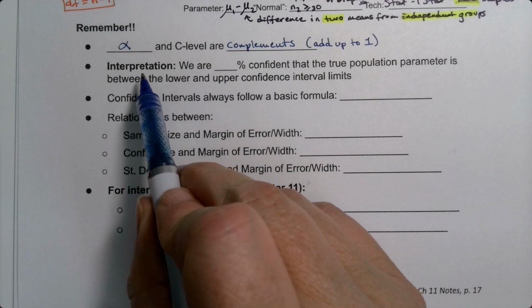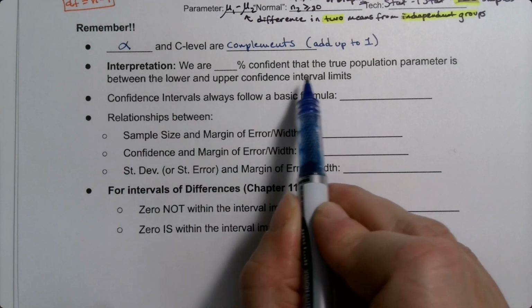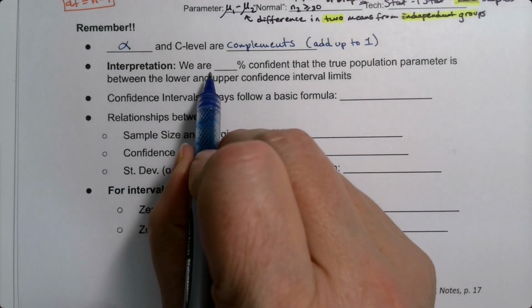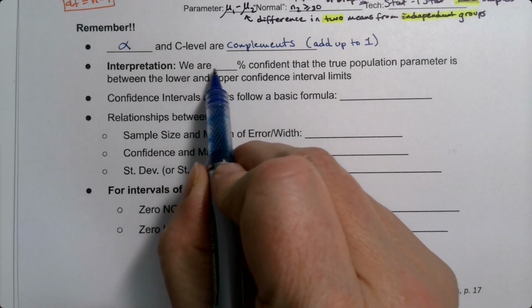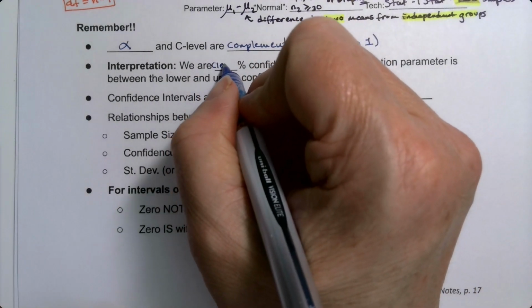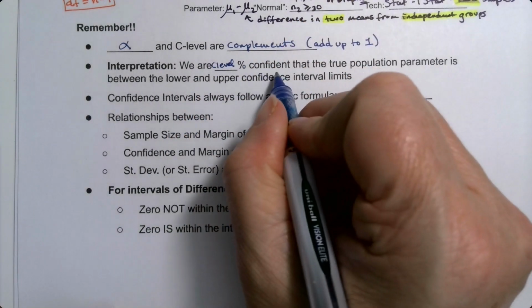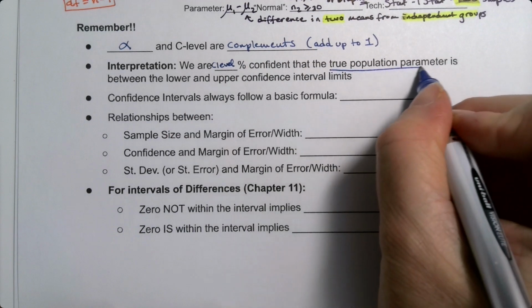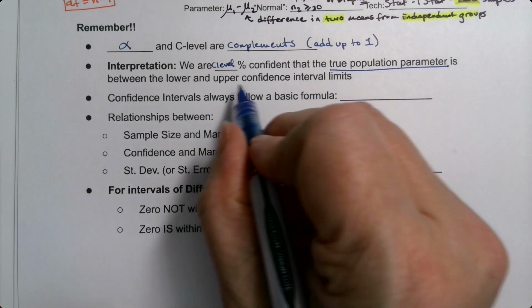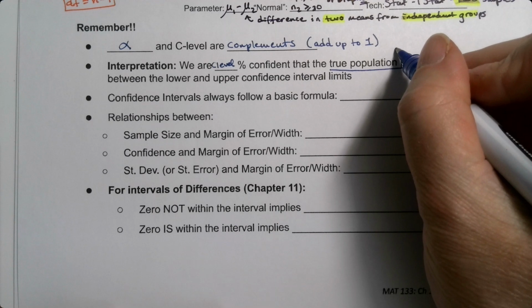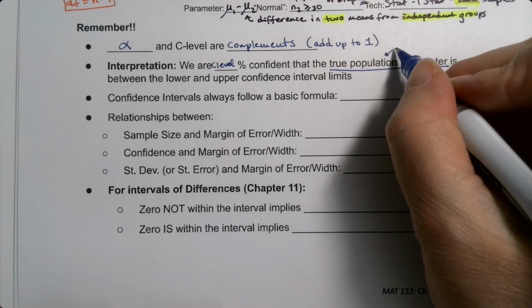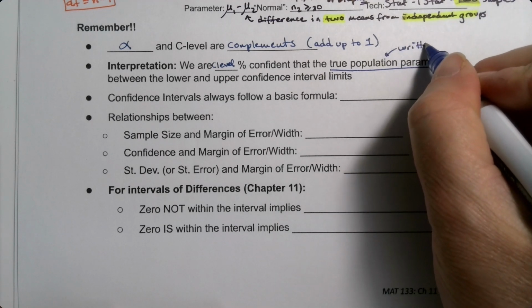This piece is the interpretation piece. There's not much to say about it other than to add that we want context. So you put your C level in here, right? We are blah % confident that the true population parameter is between the lower and upper confidence interval limits. This piece needs to be written with context.